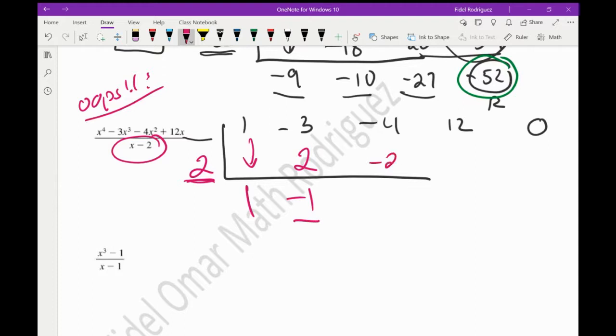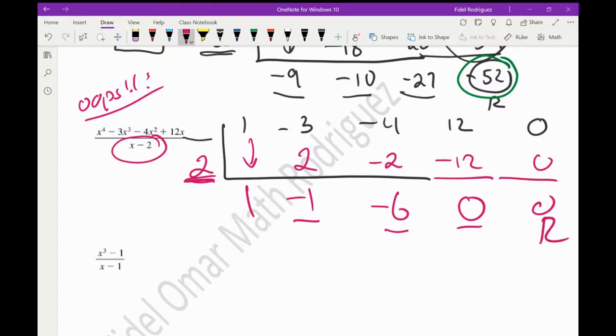So 2 times -1, -2. Very good. We add those together. That is a -6. 2 times -6 is -12. Add those together. That's 0. And 2 times 0 is 0. Add those together. We got a 0 here too, right?